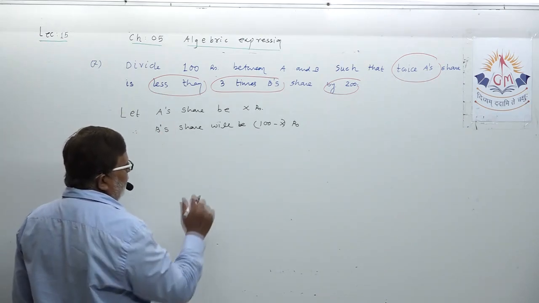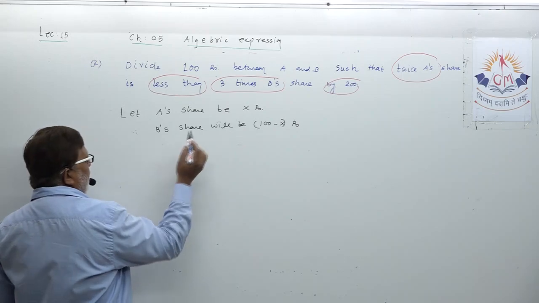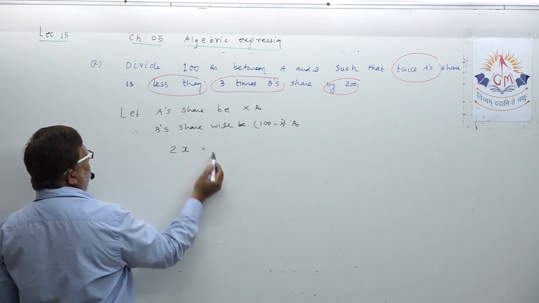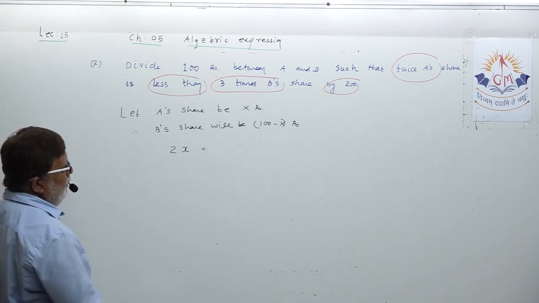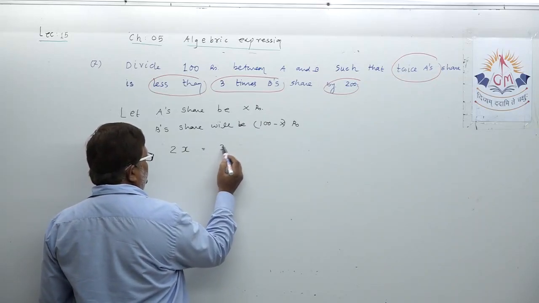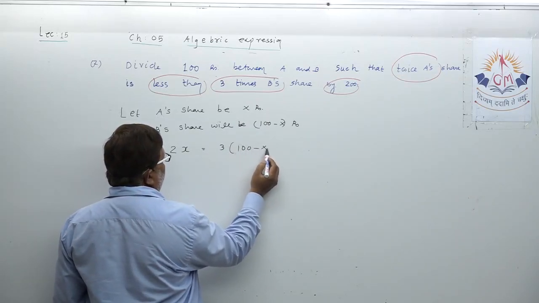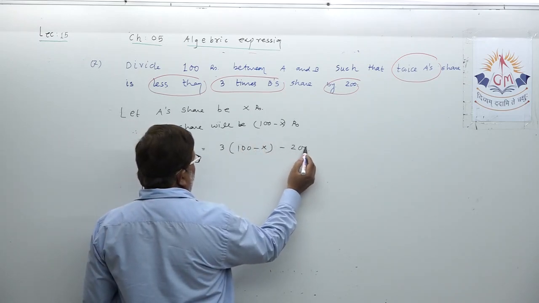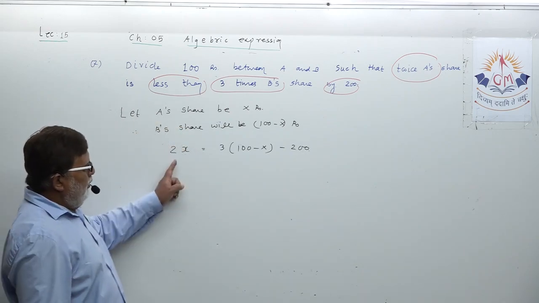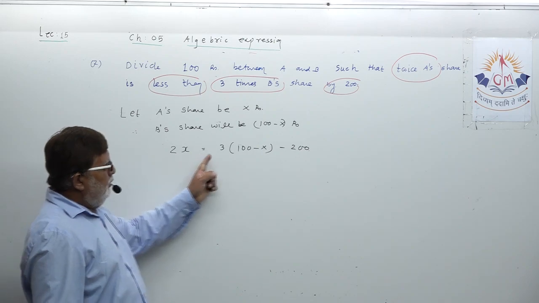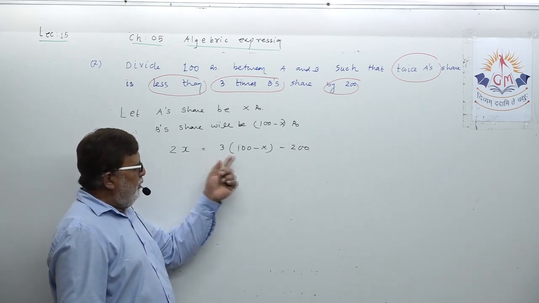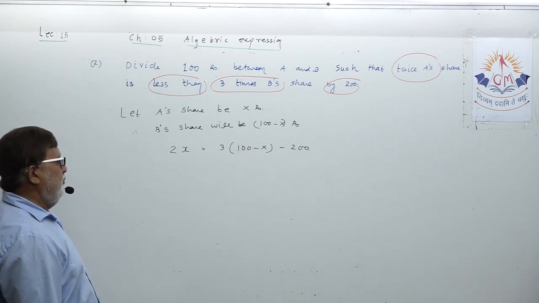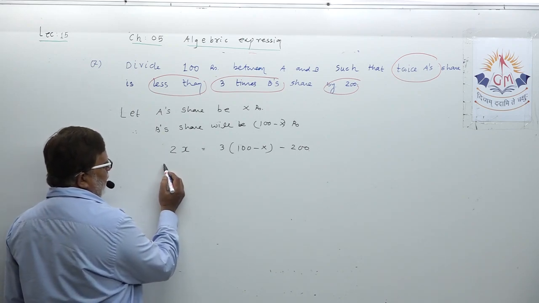Now one by one, dear student, read the first word. Twice A's share, let me take 2x, is less than 3 times B's share by 200, so minus 200. See, twice A's share, 3 times B's share, less by 200. Okay. Now let us just solve it out, dear student.